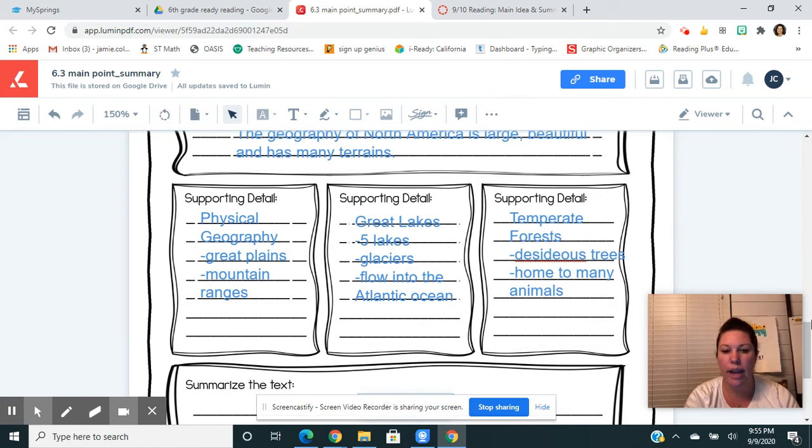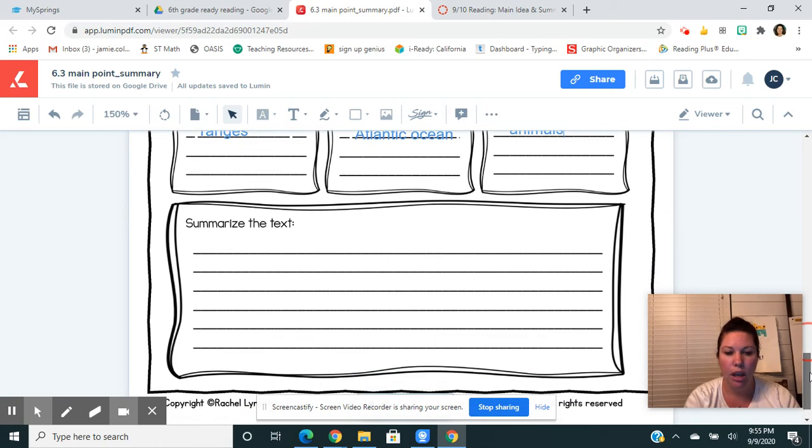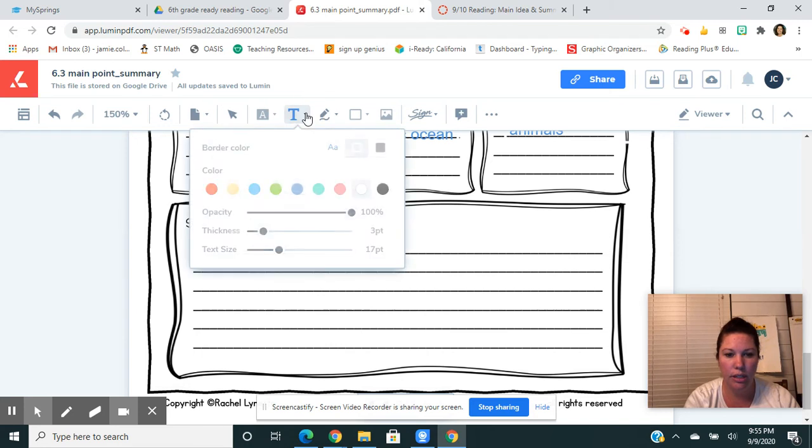Okay, so now that I have my main idea, my main point or central idea, and I have my supporting details, I can now go ahead and write my summary. So I'm going to write my summary in red so it'll be a little bit easier to see, hopefully. Oops, wrong one. I want that one. There we go. And that one, white.